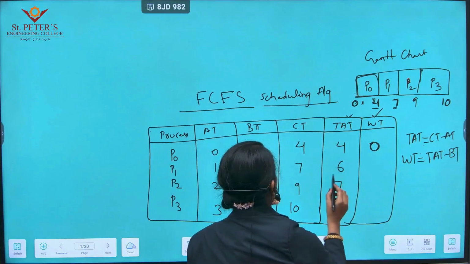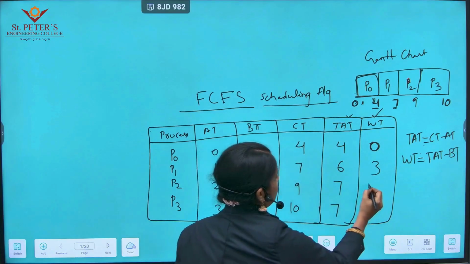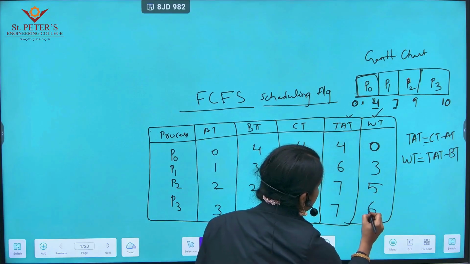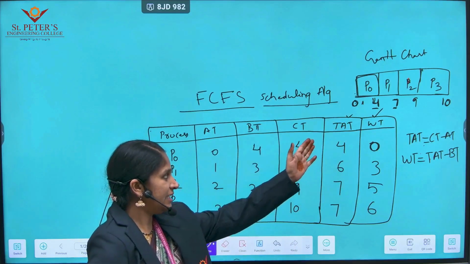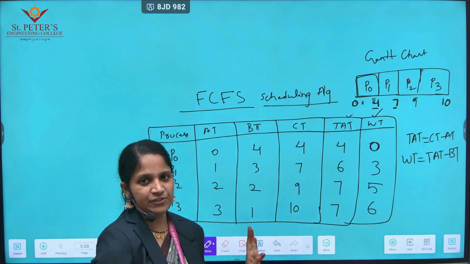Next 6 minus 3, that is 3. 7 minus 2, that is 5. 7 minus 1, that is 6. Okay. So this is the turnaround time and this is the waiting time of FCFS.